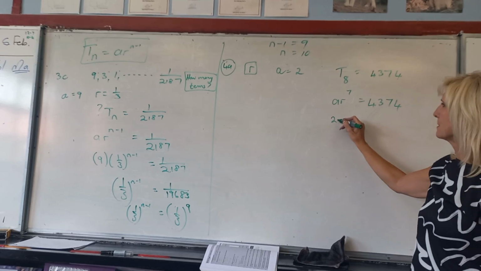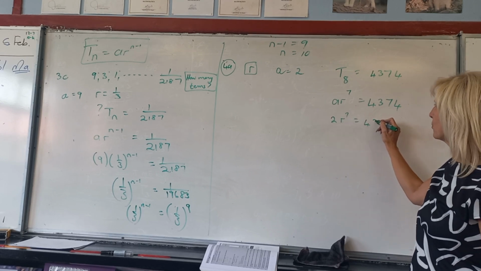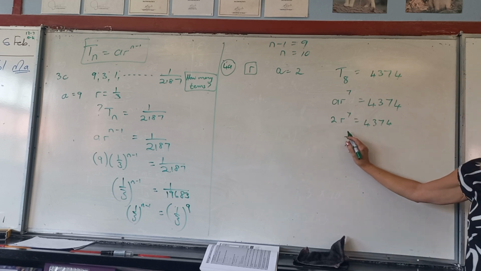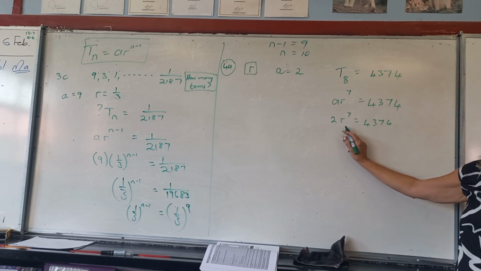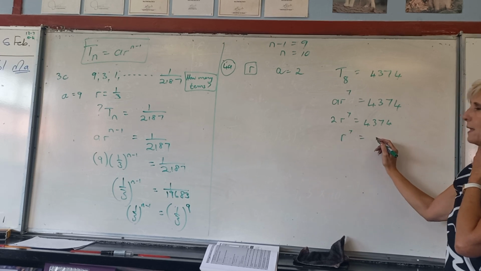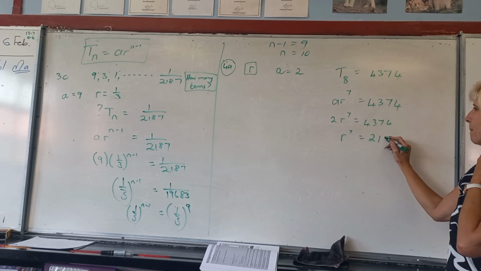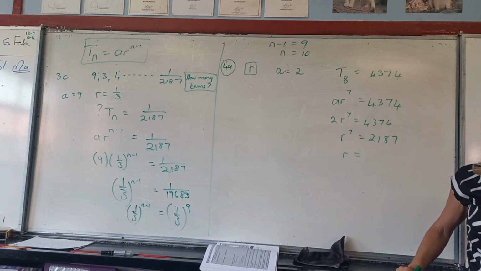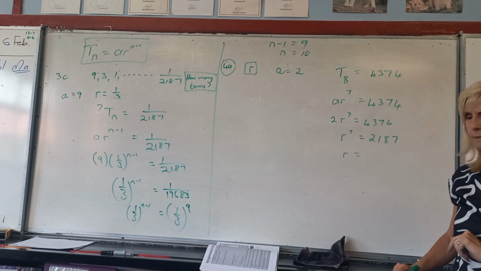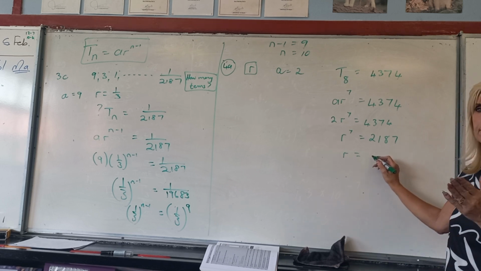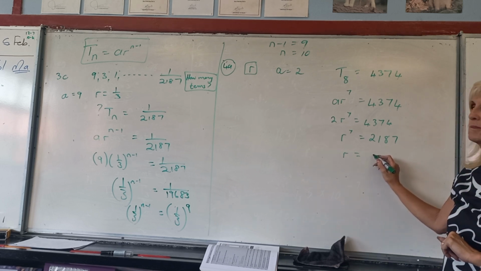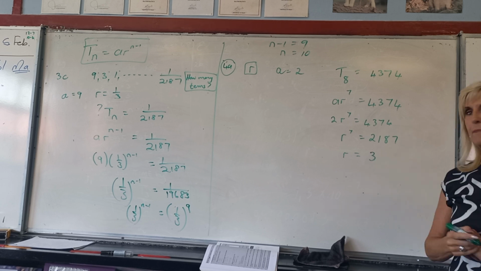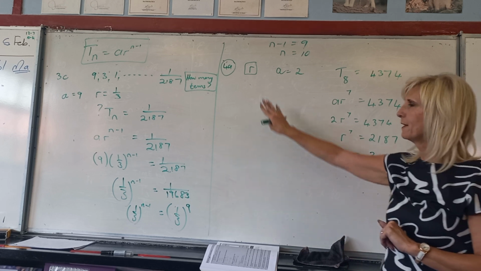I know what A is, so basically it's the same type of a question that we've just done now. Now I know I'm going to try and find the R. First of all, divide by 2, and that gives me what? And then I must do what? 7th root. And that gives me? Happy? The question was find R.